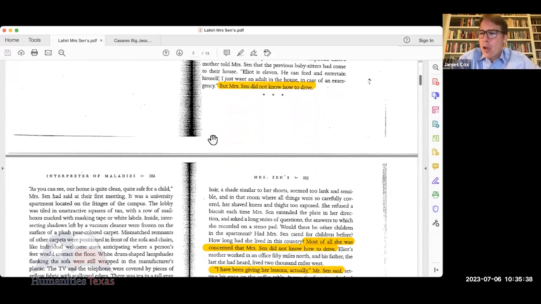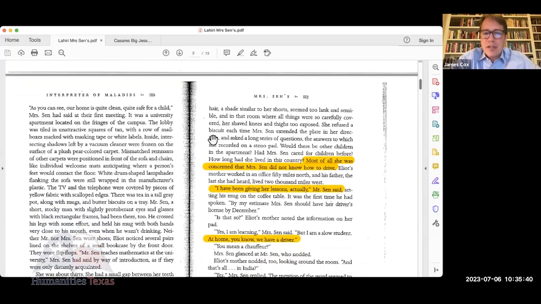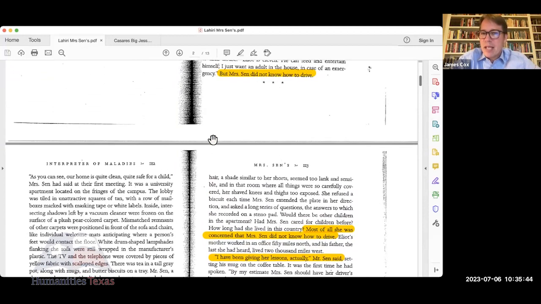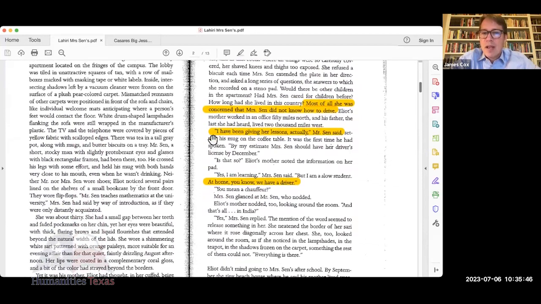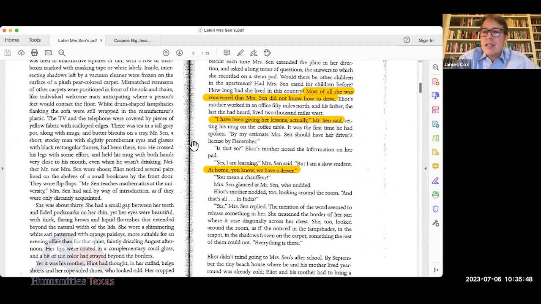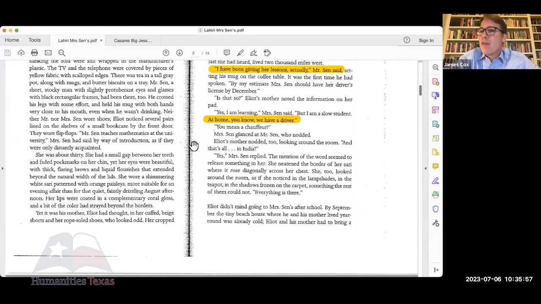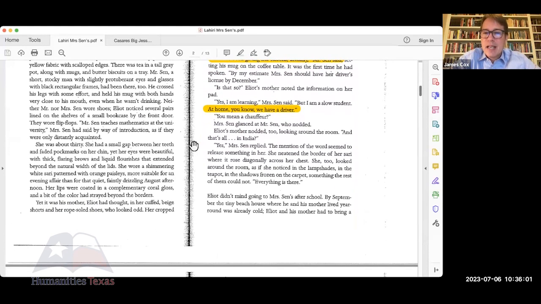I didn't highlight all of it because there's quite a bit of it in the story, but we learn right on the first page that Mrs. Sen did not know how to drive. Most of all, Elliot's mother was concerned that Mrs. Sen did not know how to drive. Mr. Sen, who is a professor at the local university, has been giving her lessons, and Mrs. Sen says, "At home, we have a driver."